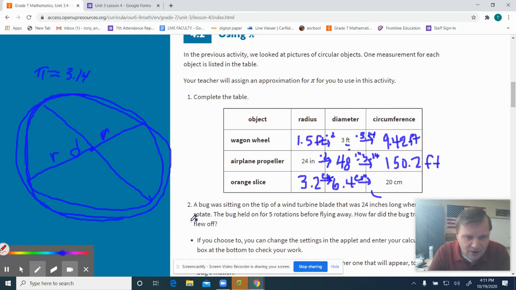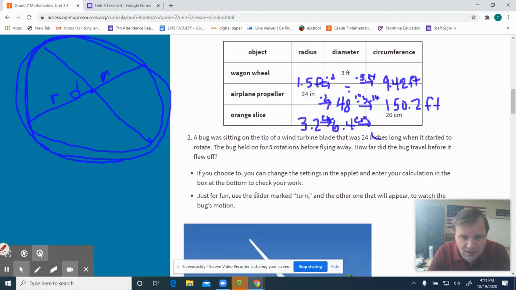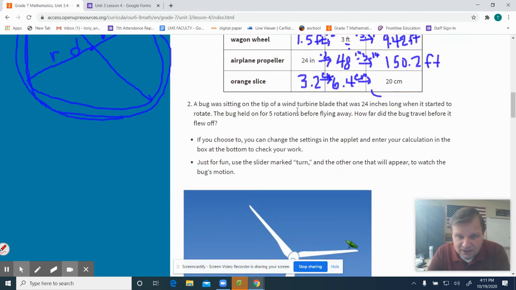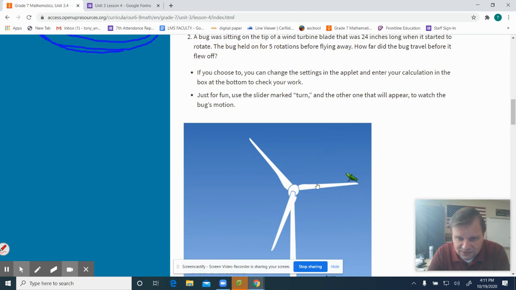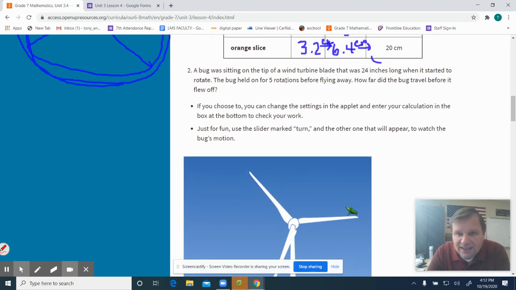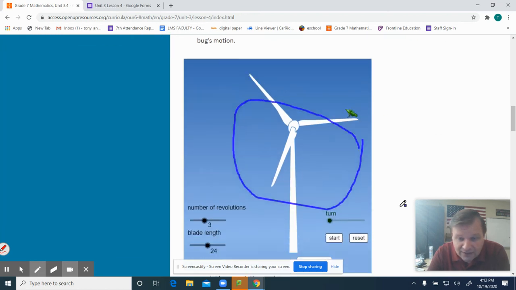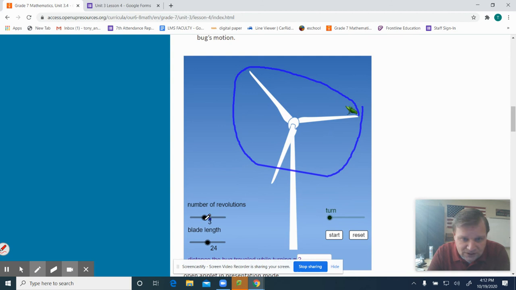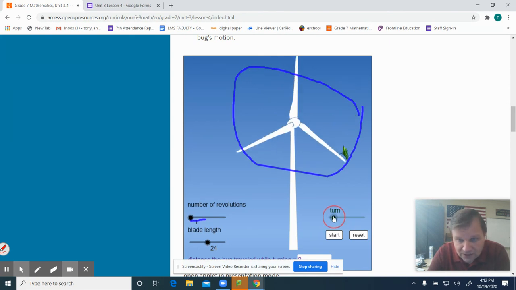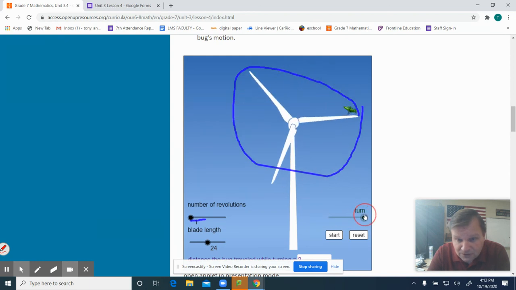Now, if we scroll on down, we see a bug sitting on the tip of a wind turbine. See the bug right here? If that blade is 24 inches, we have to look at this and know that this will form a circle all the way around. And once again, I've got a very poor circle. We want to know how far that bug will fly if it makes one complete turn. So you see where it is now. That bug turns all the way around.